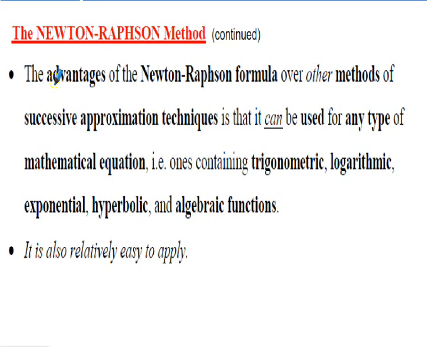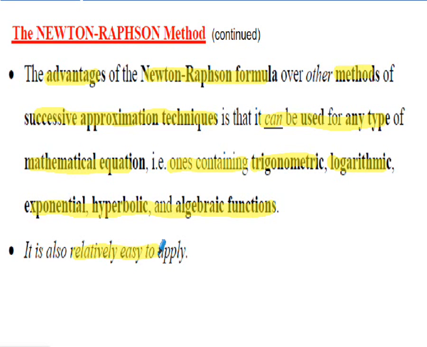Newton-Raphson method continued. The advantage of the Newton-Raphson formula over other methods of successive approximation, such as the bisection method reviewed in a previous presentation, is that it can be used for any type of mathematical equation. For example, ones containing trigonometric, logarithmic, exponential, hyperbolic, and algebraic terms. Also, it's relatively easy to apply.